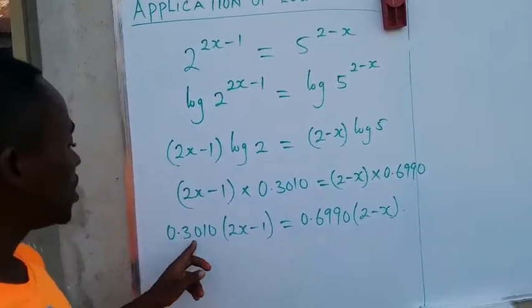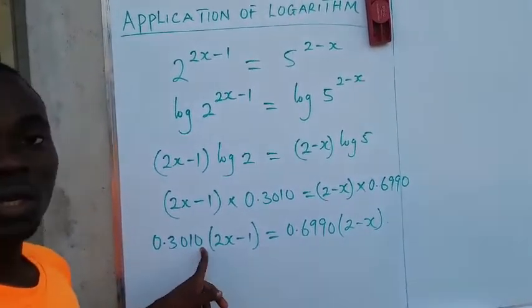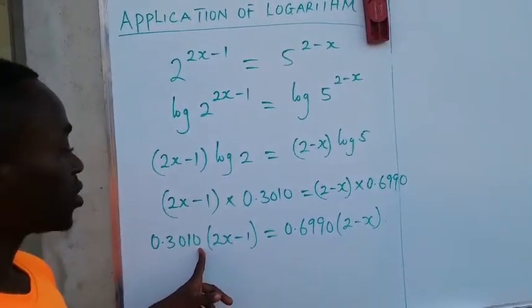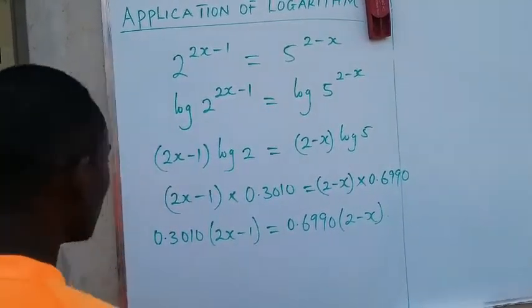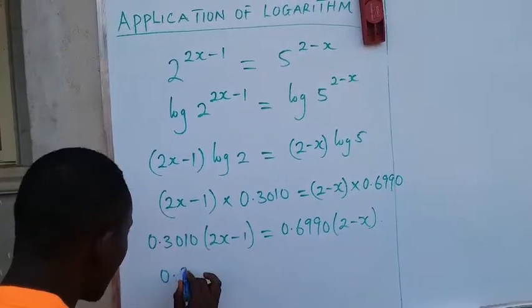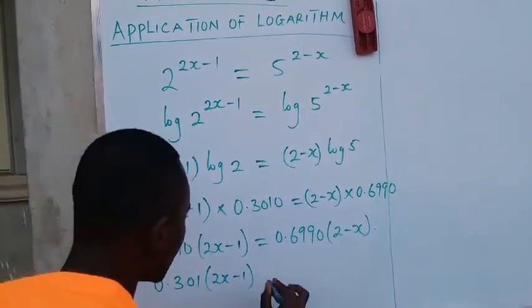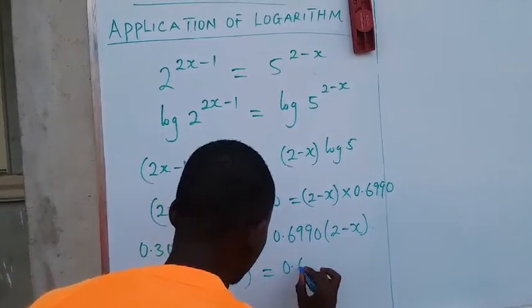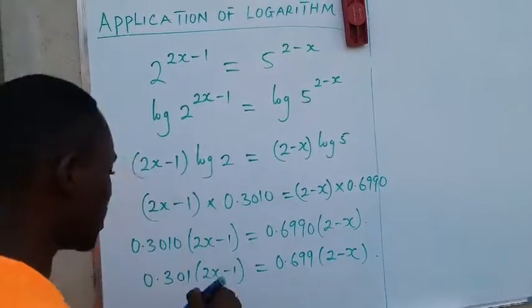Now 0.3010 is the same thing as 0.301, because this 0 is not meaningful because it's on the decimal side. Likewise, this 0 is not meaningful, so we can actually neglect it. So we can rewrite this as 0.301 multiplied by 2x minus 1, and that will be equal to 0.699 multiplied by 2 minus x.